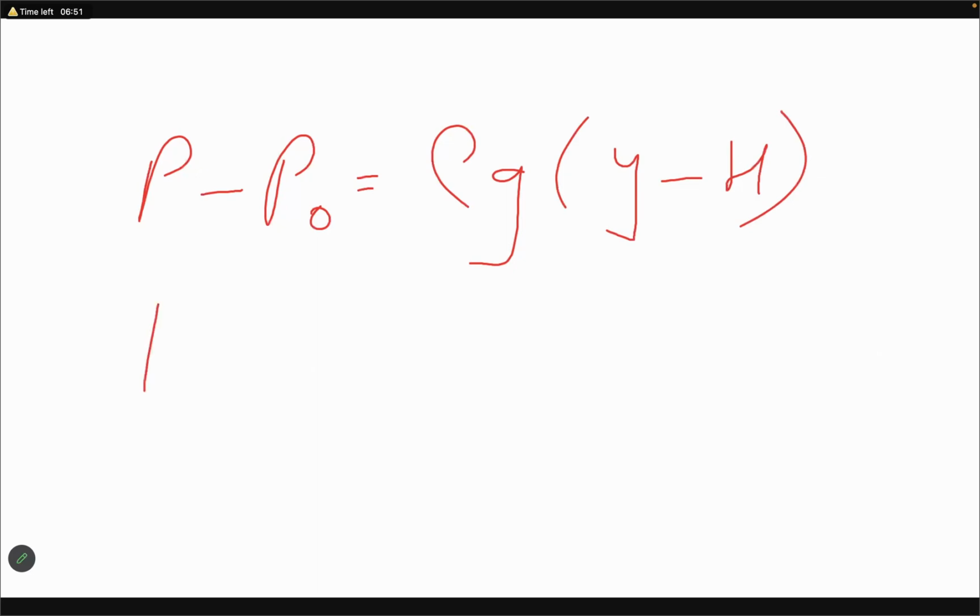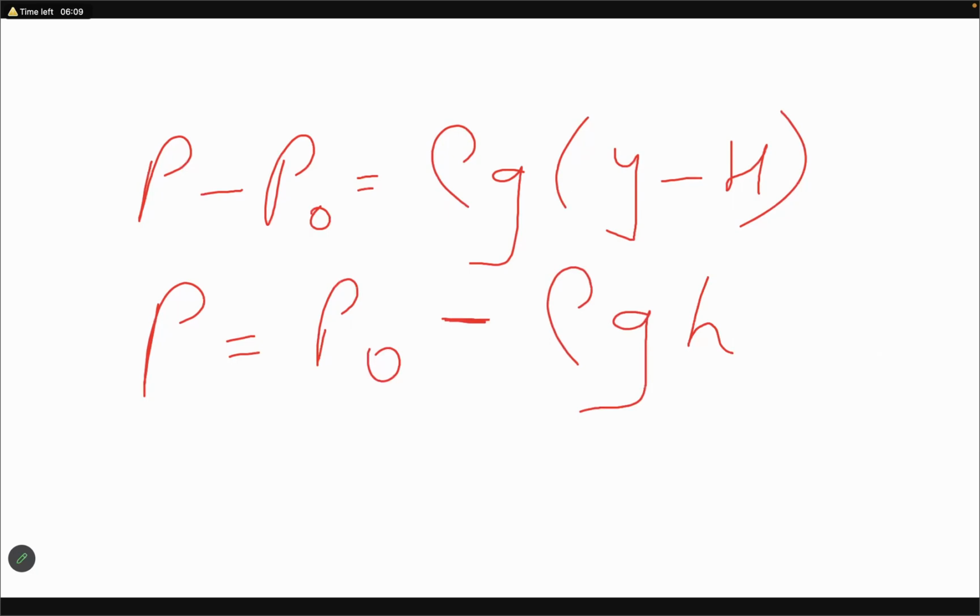P minus P naught is equal to rho g times y minus H is what we got, correct? I rewrite that equation. From here, P is equal to P naught plus rho g times y minus H. If I take h prime as H minus y, meaning the distance from the top, the depth from the surface is H minus y. And that is nothing but minus of y minus capital H. So this gives me P naught minus rho g small h.